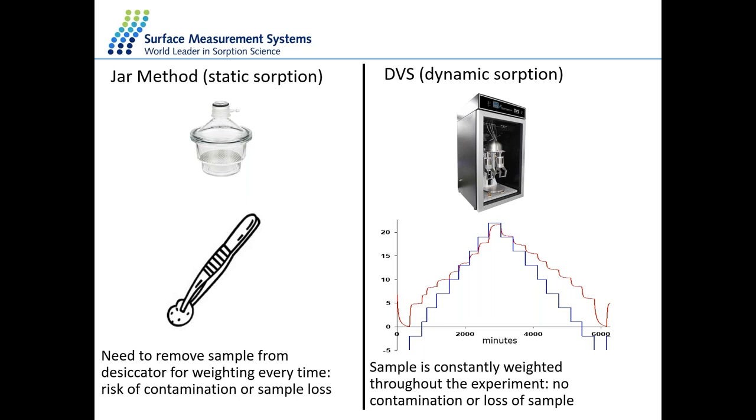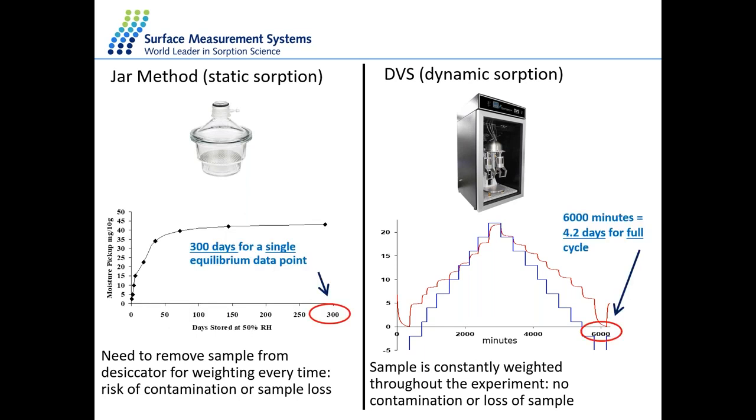Here is, for example, the difference between the same experiment performed on the left with a jar method and on the right on a standard DVS. Exactly the same sample requires about 300 days on a jar method. It's about 4.2 days in a DVS.